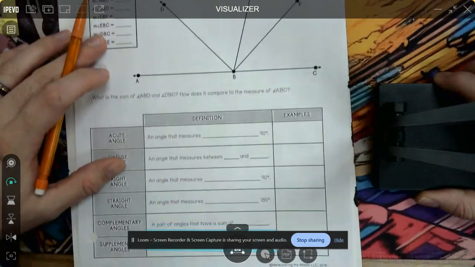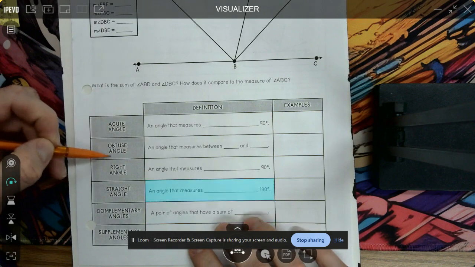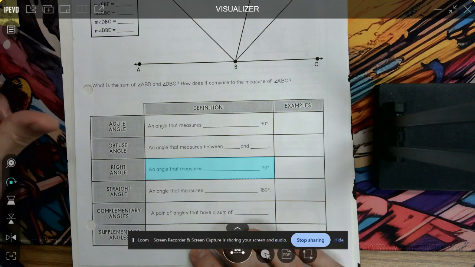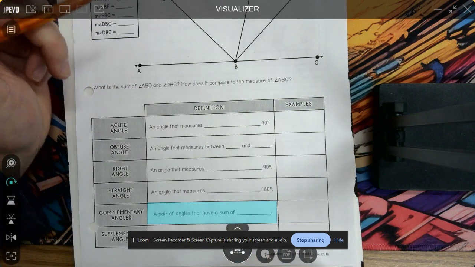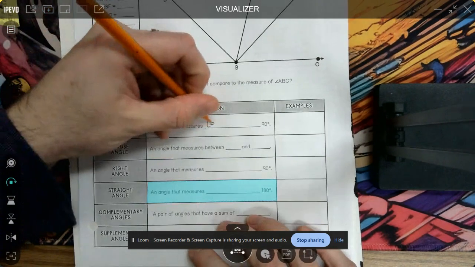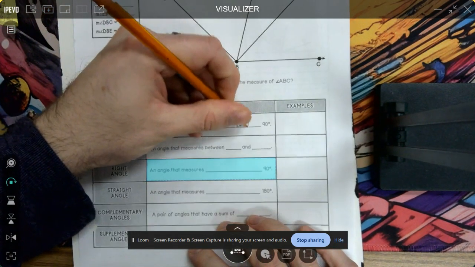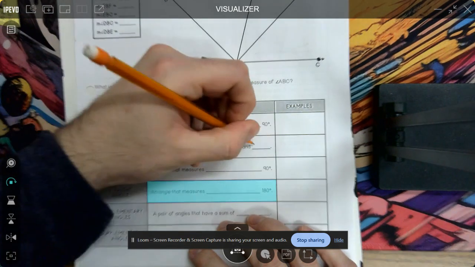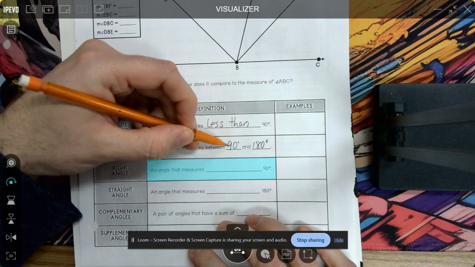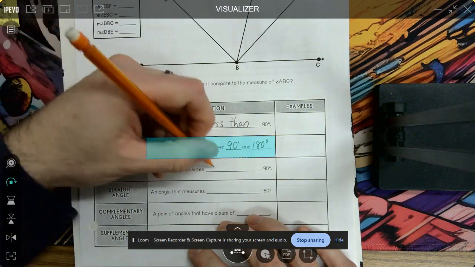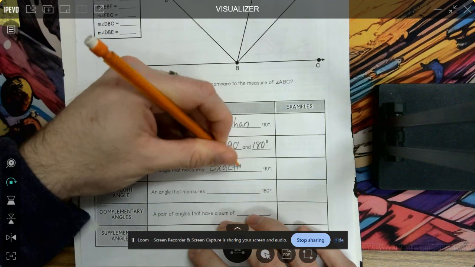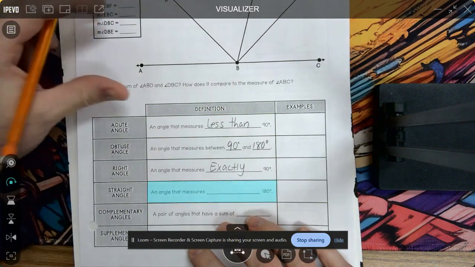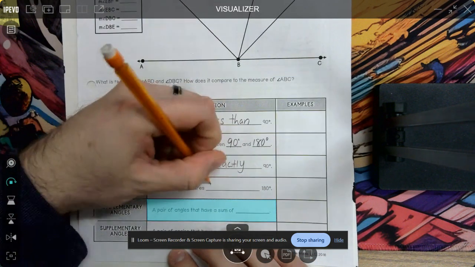So let's review. We have acute angles, obtuse angles, right angles, and straight angles. Acute angles are small. They're smaller than 90. Remember, 90 is like an L. So an acute angle measures less than 90. An obtuse angle is an angle that measures between 90 degrees and 180 degrees. So it's greater than 90 but less than 180. A right angle is exactly 90, like an L. You guys all know about taking L's, right? Not right angles. And straight angles are angles that measure exactly 180.